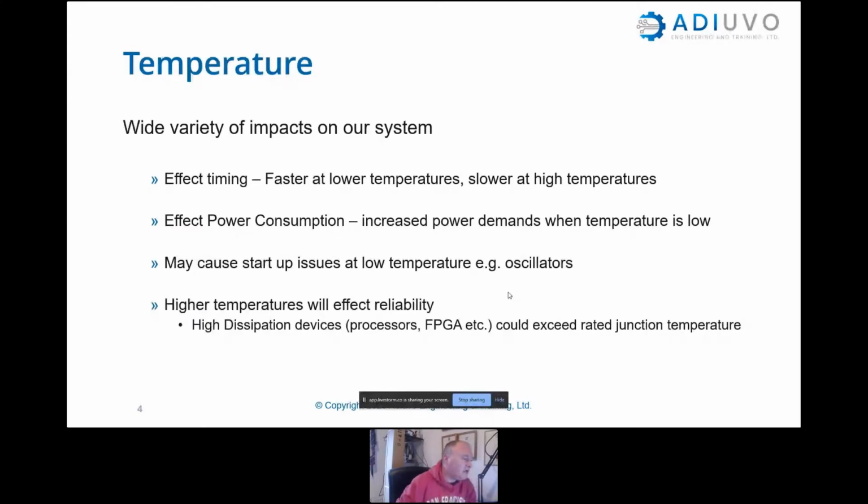As well as high temperatures, we typically want to limit the junction temperatures of our devices to get the best reliability out of them. So we don't really want to run everything at a high temperature all the time, near its maximum rated temperature, because that's going to impact the reliability of our system. So we want to do derating and lower that junction temperature as much as possible as well.